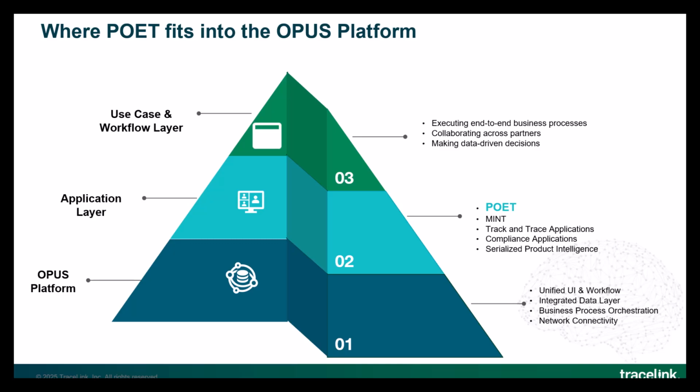Let's understand this with the pyramid approach. The bottom layer is the OPUS platform. This is the foundation of TraceLink's digital supply network. It provides the infrastructure, data integration, and orchestration across the network. The middle layer is the application layer, which are the solutions built on OPUS. These applications are built to solve specific business problems. POET and Mint are such applications. At the top of the pyramid are the real-world use cases and business processes executed by end users. These workflows are powered by the applications and orchestrated using capabilities like those provided by POET.